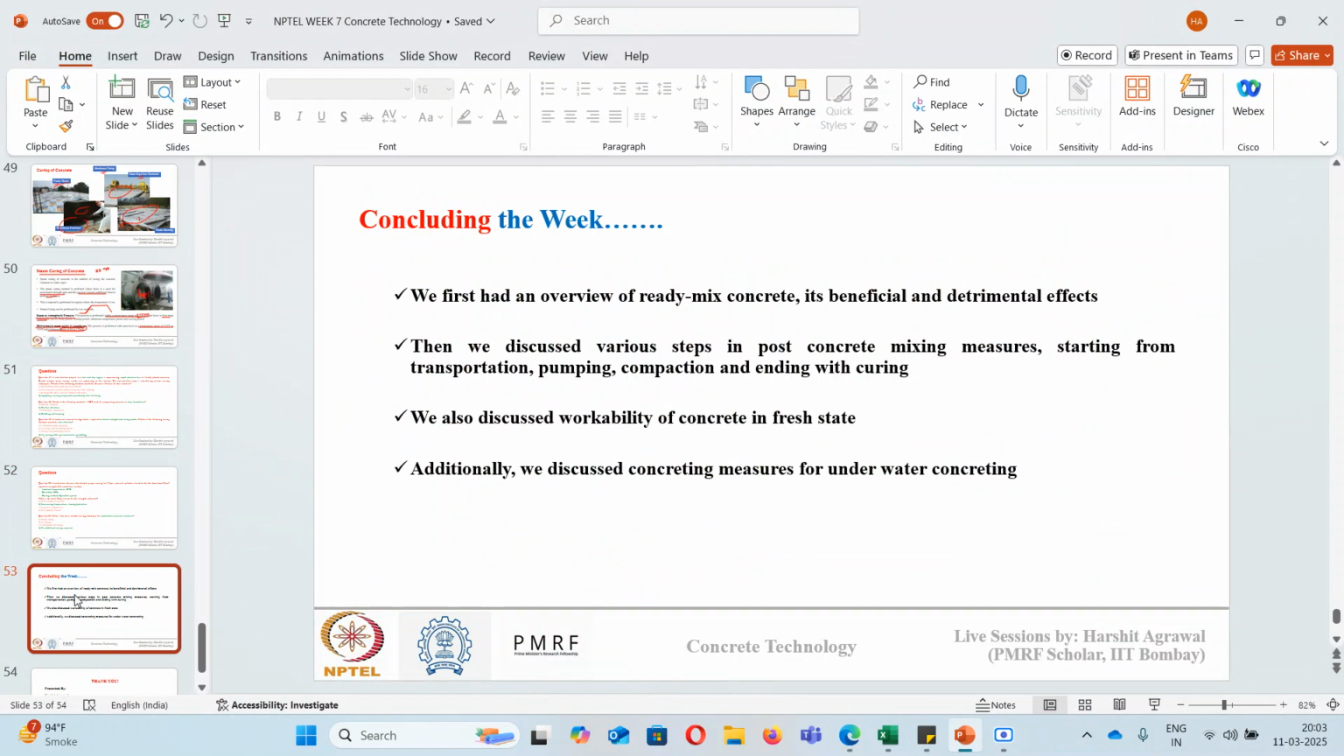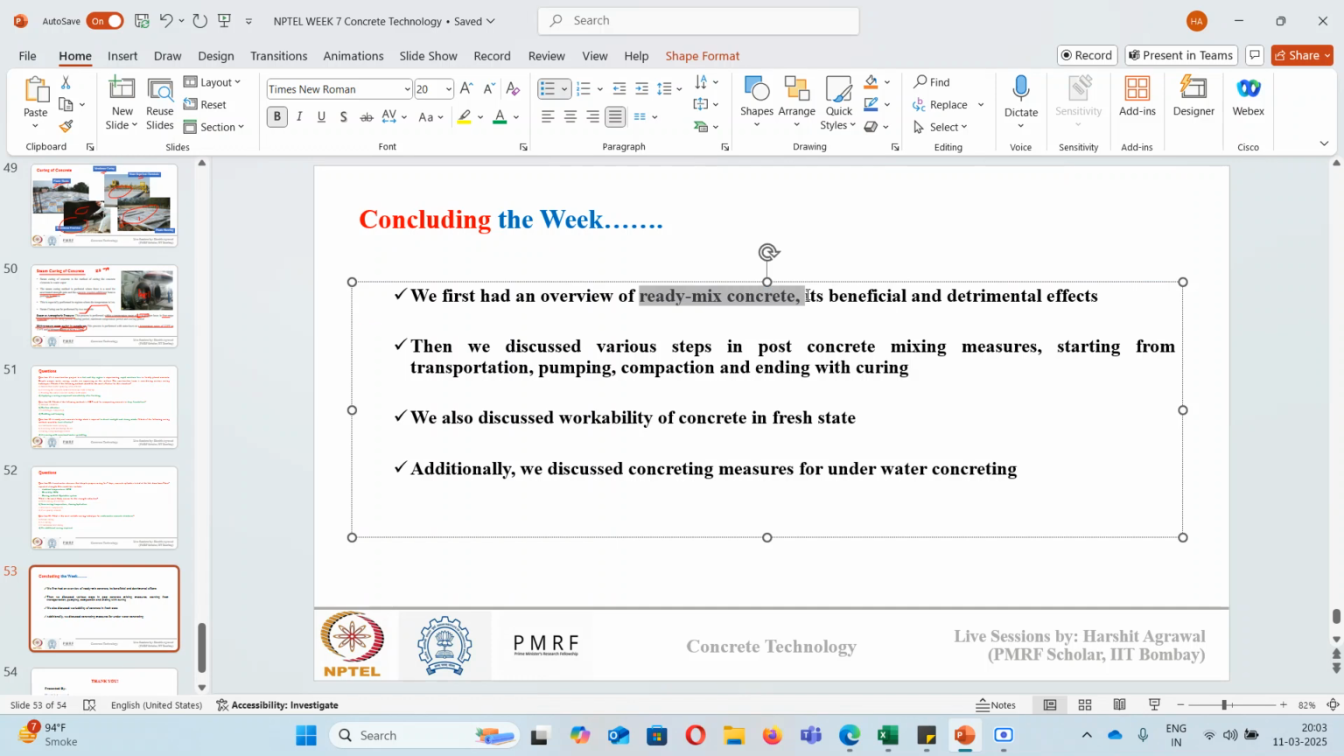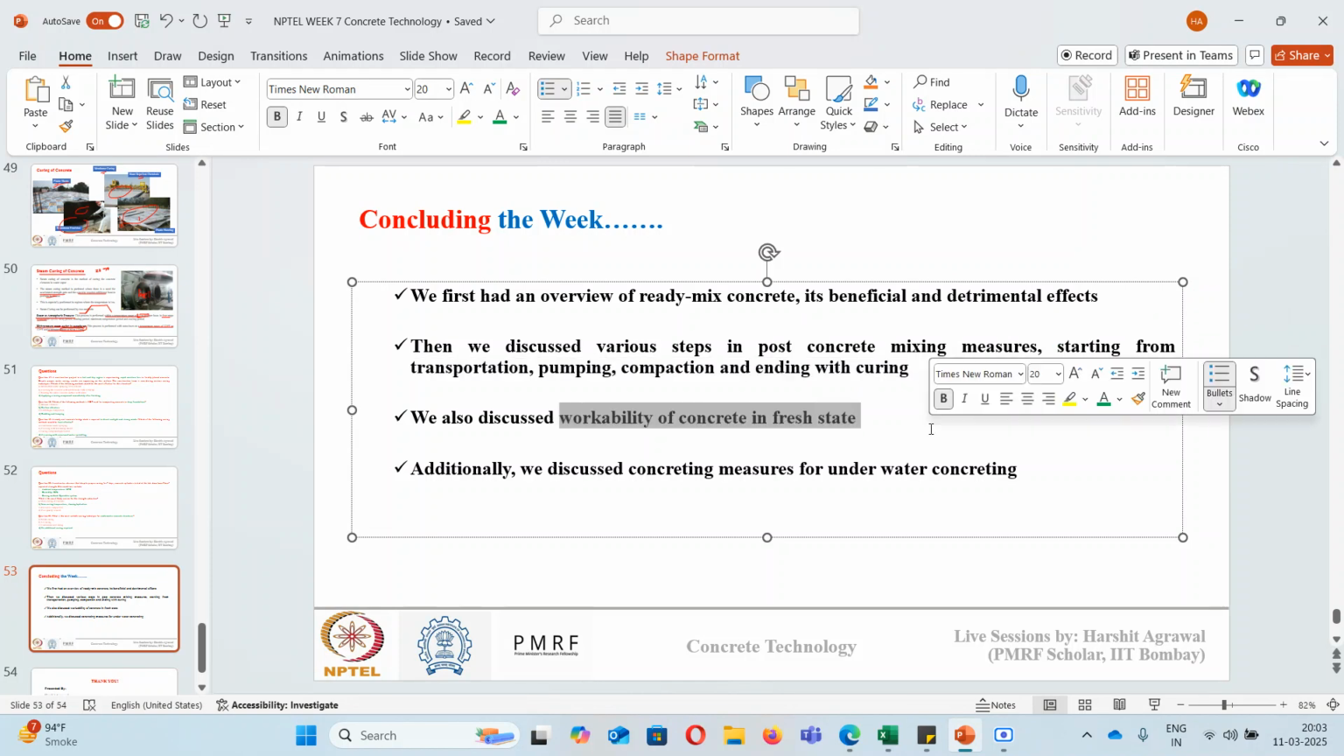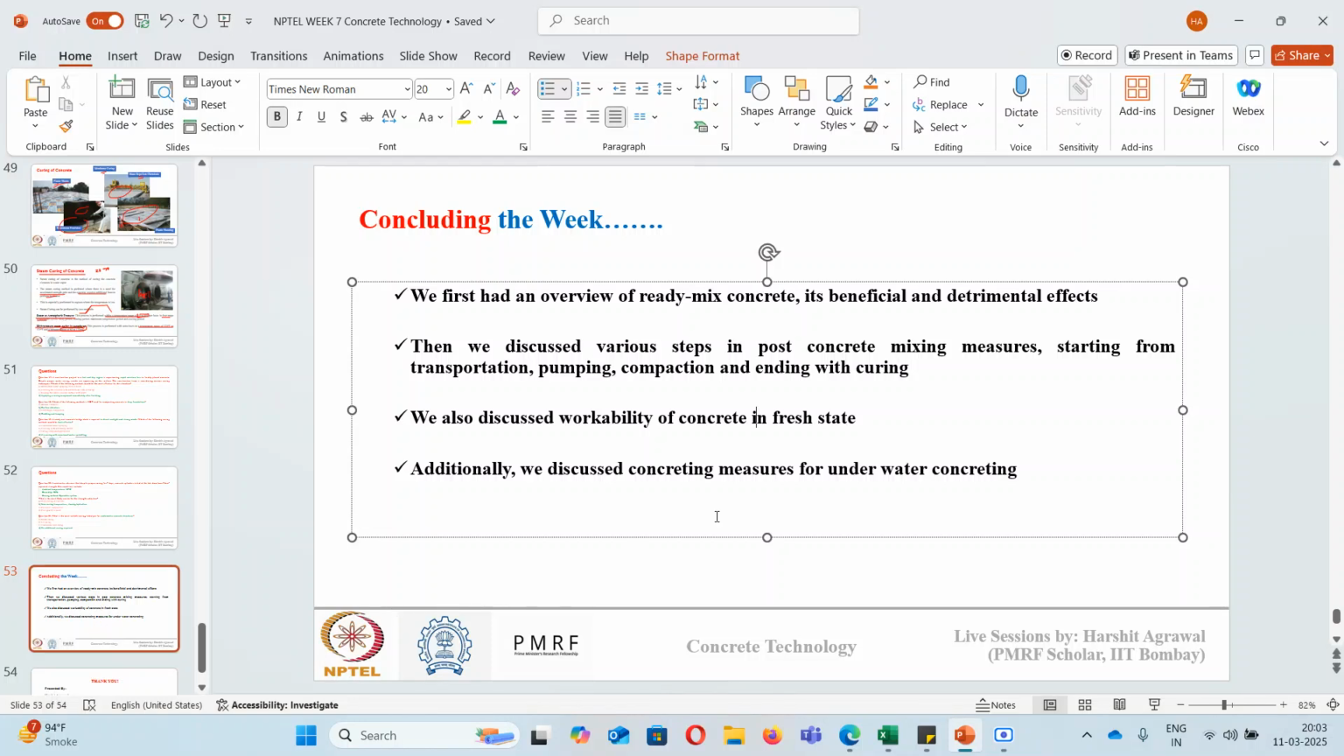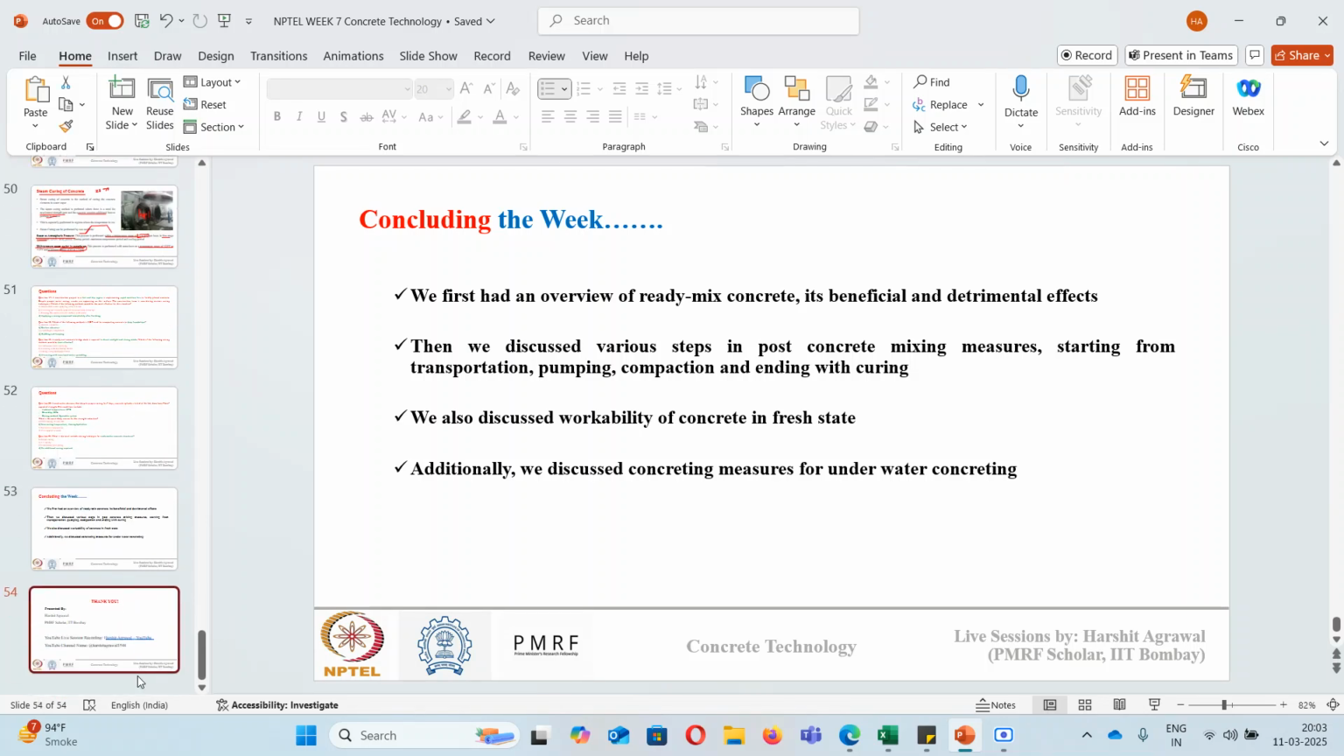Okay, so this was all for today's session. We first discussed ready mix concrete, its benefits and detrimental effects. We discussed post-mixing operations, starting from transportation, pumping, and compaction, and ending with curing. We also discussed workability of concrete in the fresh state, with three factors: stability, compactability, and one more. And we also discussed underwater concreting. Okay, thank you.